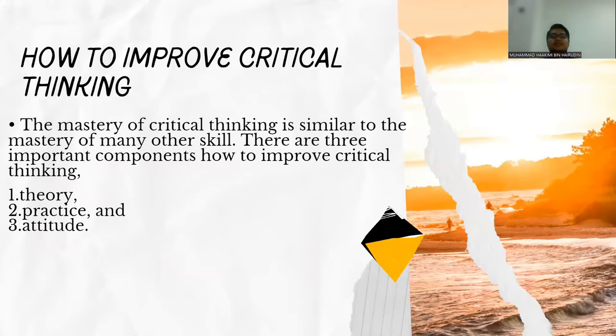How to improve critical thinking? The mastery of critical thinking is similar to the mastery of many other skills. There are 3 important components to improve critical thinking. First is theory, second is practice, third is attitude.